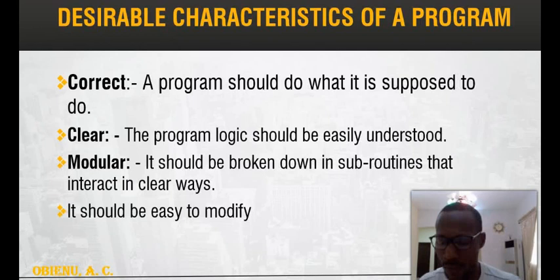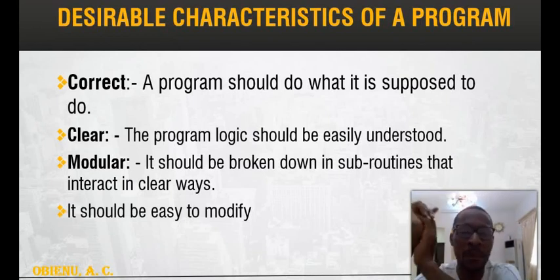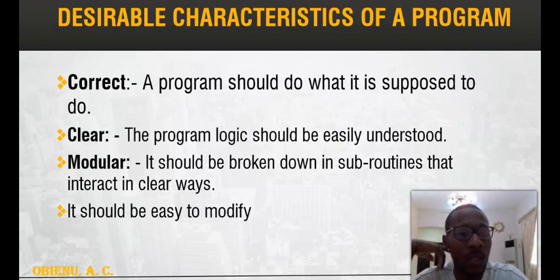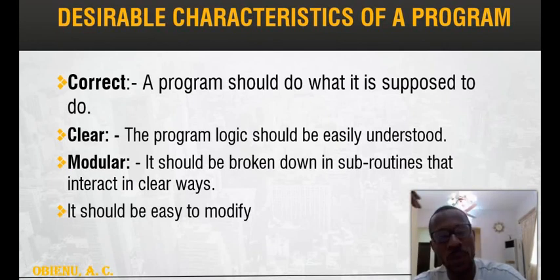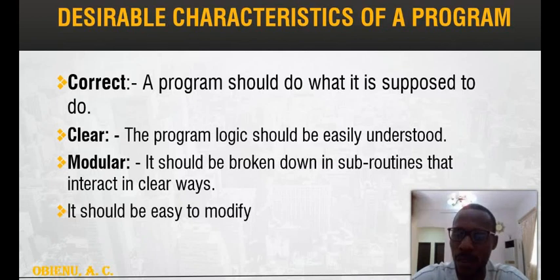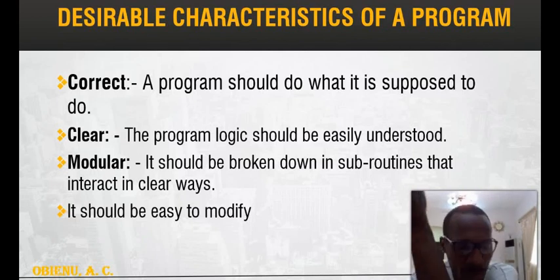There are certain attributes of a good computer program. Number one, the program must be correct. And when we say correct, it simply means that when you build a program that will add two numbers, it should add two numbers and not subtract two numbers. In other words, the purpose of its creation must be fulfilled.